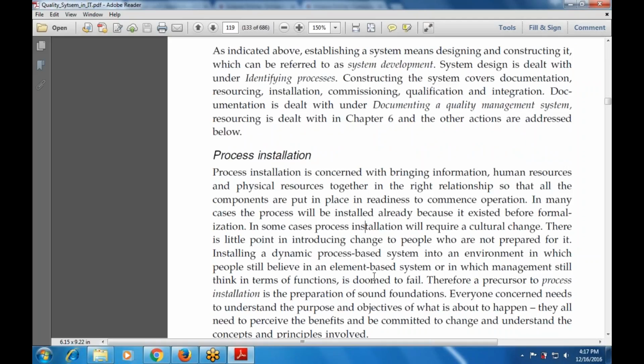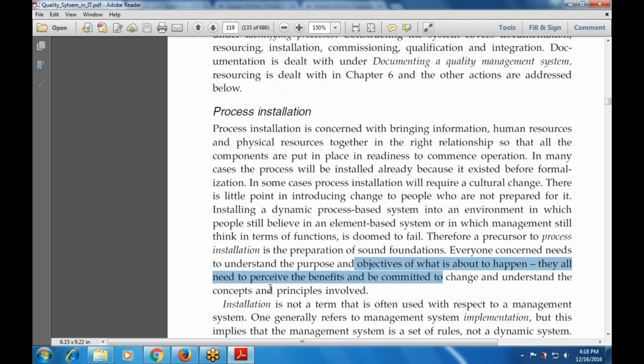And therefore process installation is the preparation of the sound foundation. Everyone concerned needs to understand the purpose and the objectives of what is about to happen. They all need to perceive the benefits and the changes or commitment changes that come with the process guide, and understand the concepts and the principles involved.